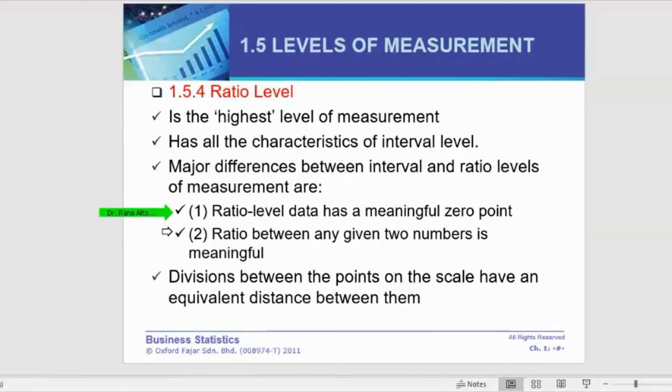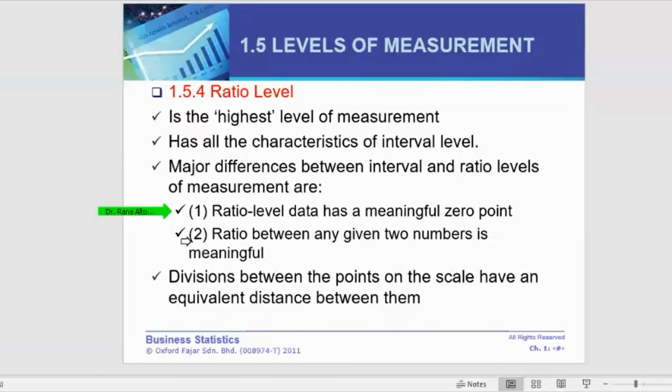The ratio between any given two numbers is meaningful. Divisions between the points on the scale have an equivalent distance between them. The most important point is that ratio level data has a meaningful 0 point. When we study the interval level, we talk about temperature, the degree. When we say 0, it doesn't mean there is no temperature. It means the temperature is 0.